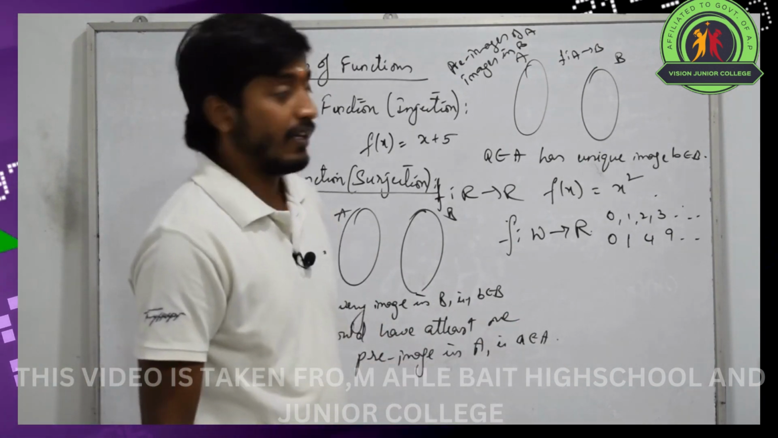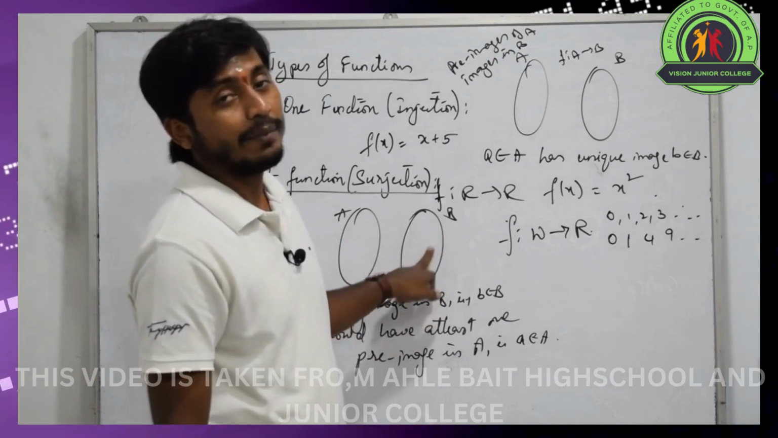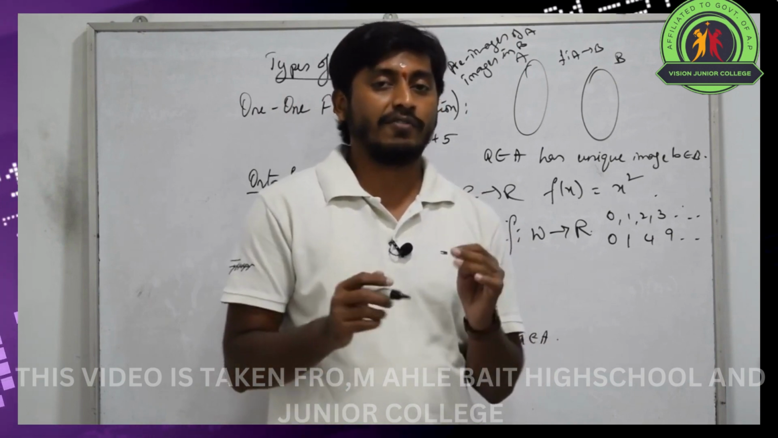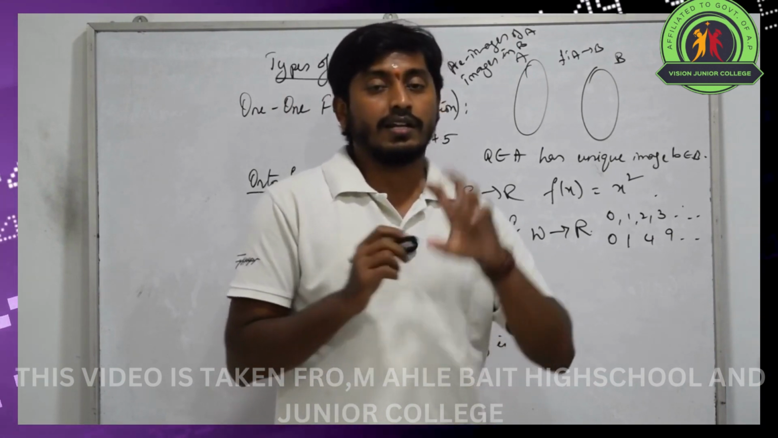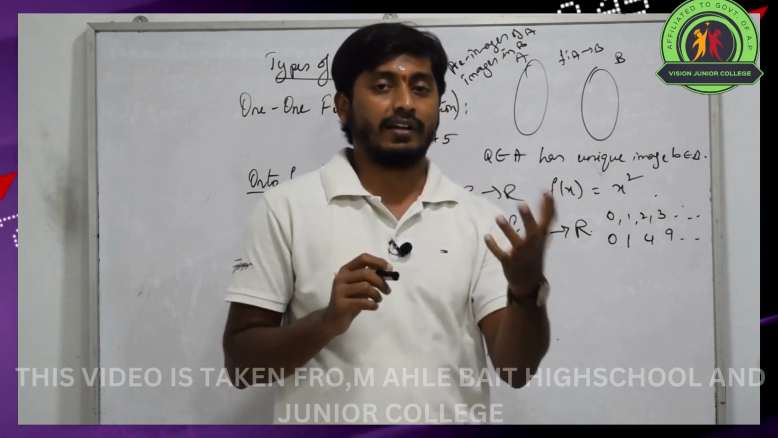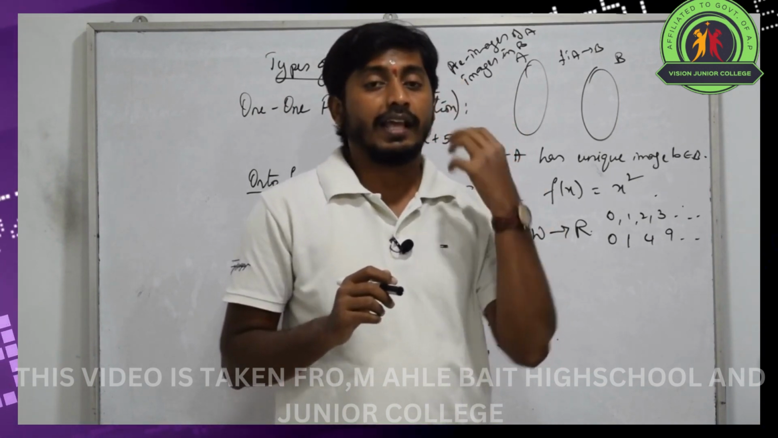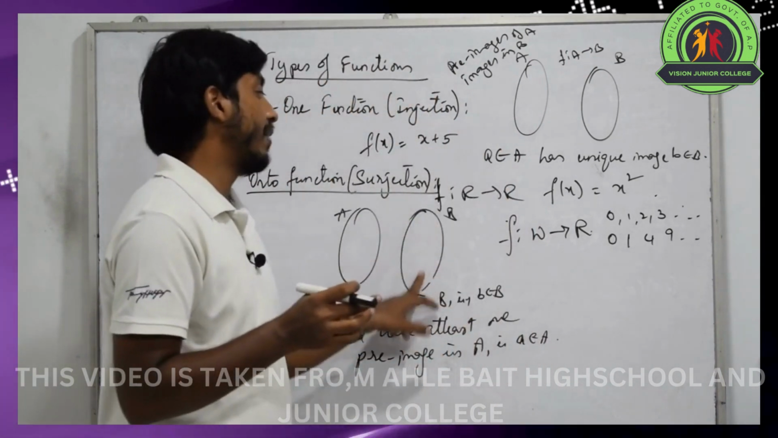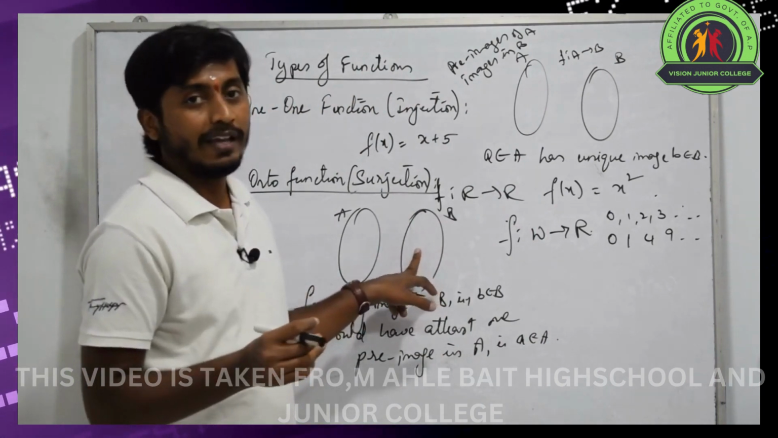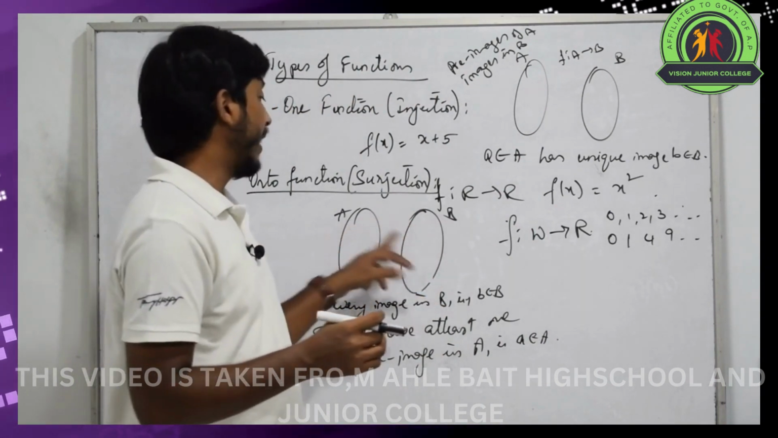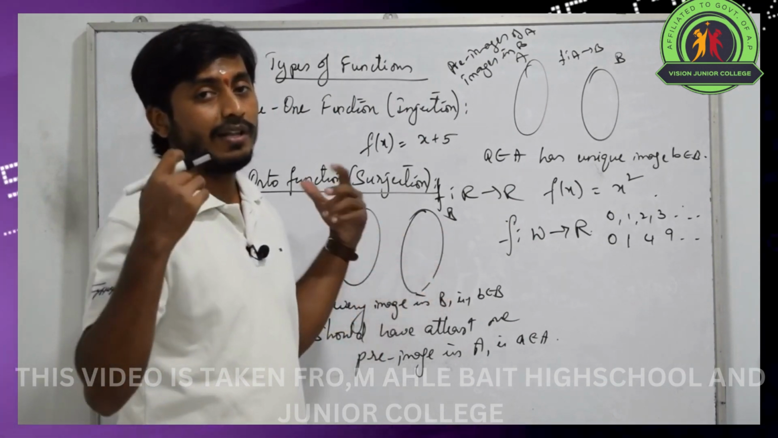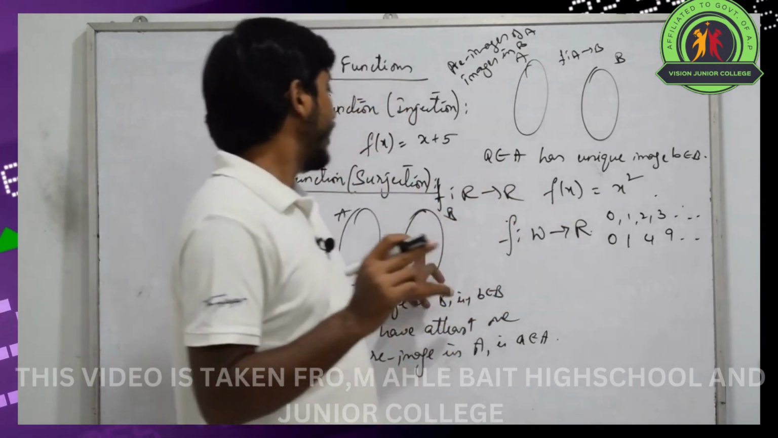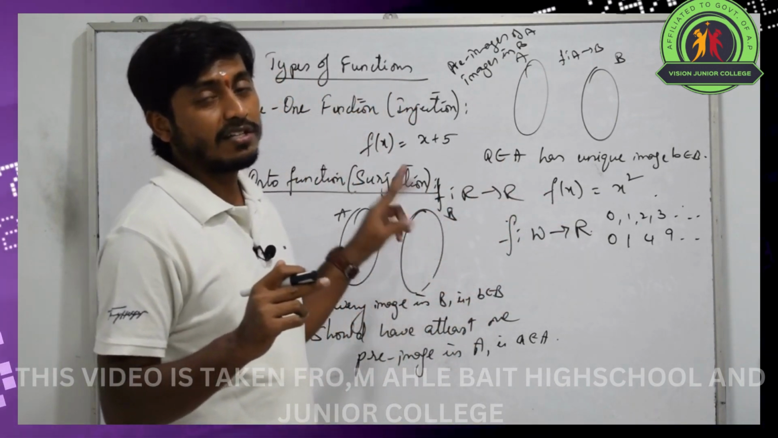Is it clear? Which means we should not have any empty element in B. Just try to understand. If I want to define a function, then I said we should not have any element left in A, right? If I want to call it a pure onto function, then there should not be any element left in B. Clear? Which means if you observe in surjection, A and B, each and every element is filled. That is, all the elements are used up, our inputs and outputs.